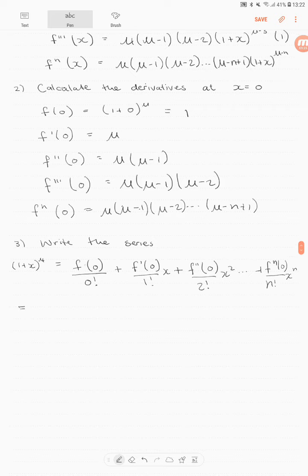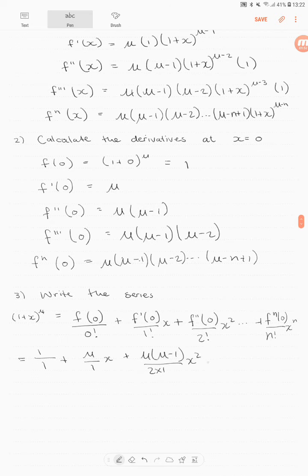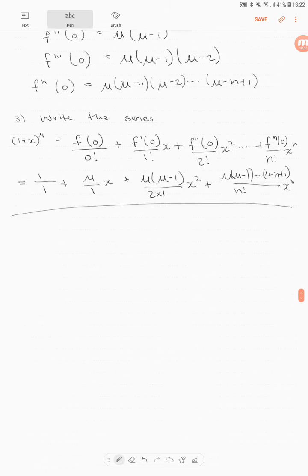So that is f of 0 is equal to 1, 0 factorial is 1, plus f prime at 0 is mu, 1 factorial is 1, times x, plus f double prime at 0 is mu times mu minus 1 over 2 factorial, and then the last one, I'm just going to shorten this, over n factorial x^n. And that is our Maclaurin series.